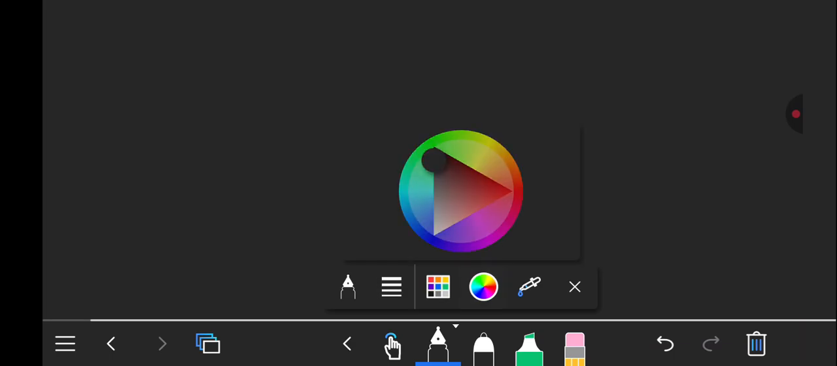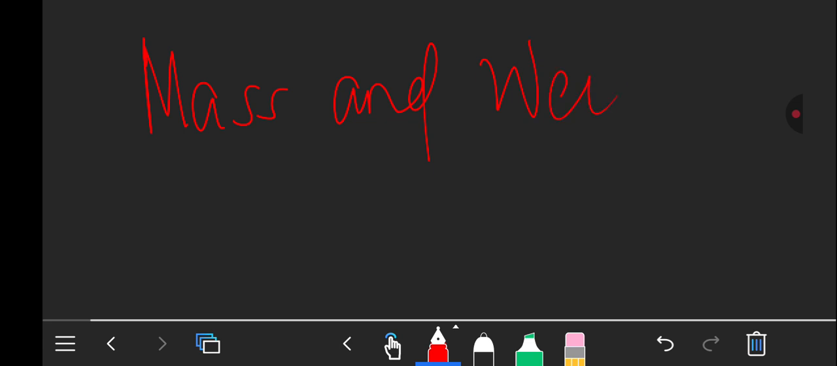In this session, we are going to do this topic called mass and weight.